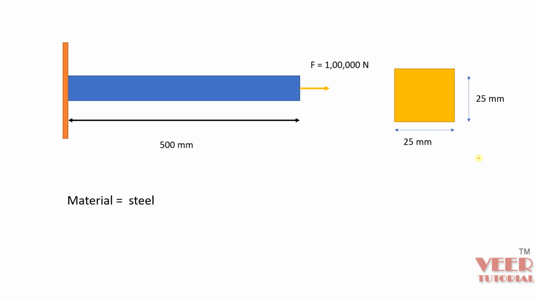In this lecture we are going to solve the problem of a beam. In this beam you can see we have a beam of length 500 mm. You can see the length, the material is steel, this is the force we are applying, and this is the cross-sectional area. So now let's go to Creo and solve this.